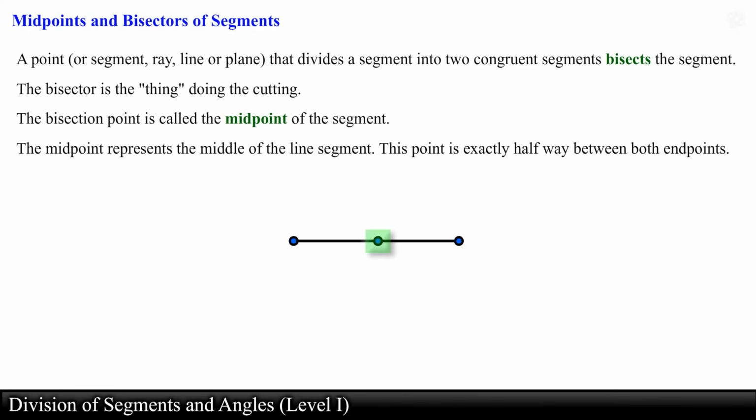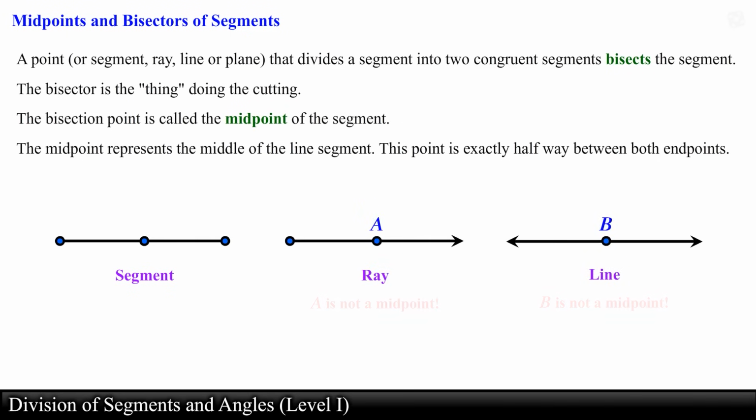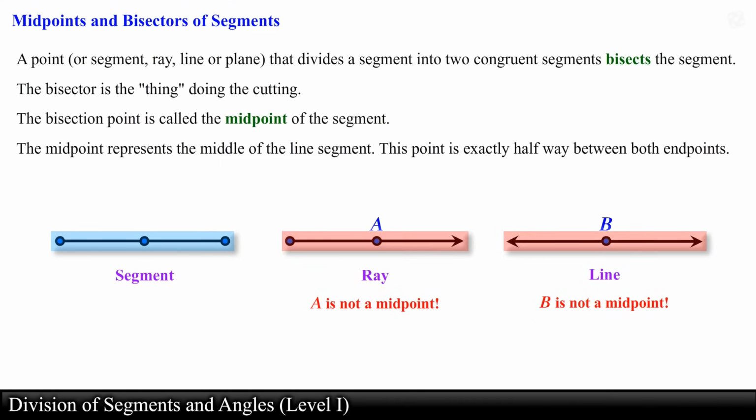The midpoint represents the middle of the line segment. This point is exactly halfway between both endpoints. It is important to note that only segments can have midpoints. It does not make sense to say that a ray or a line has a midpoint. Remember that segments are measurable and have a definite length. Rays and lines have an indefinite length. Recall that rays extend infinitely in one direction, and lines extend infinitely in two directions, so they have no midpoint. Midpoints are defined for segments only.